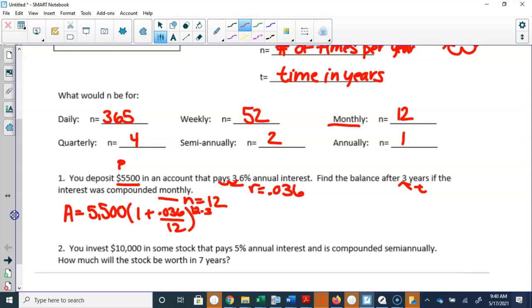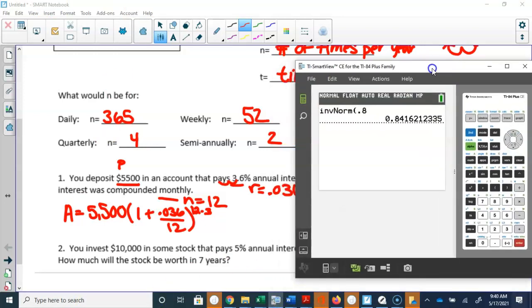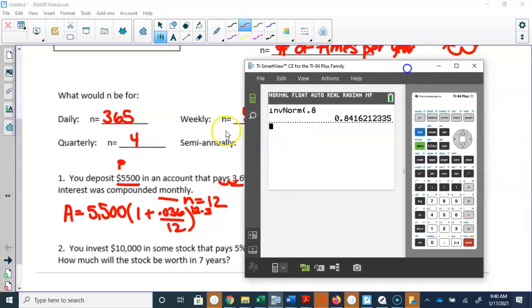Okay, now what we're going to do is we're going to just go ahead and type that in our calculator all at once. What I want you to do is get your calculator out and let me show you how to type that in. So I have 5,500 right here. So 5,500 parentheses times 1 plus this. So what I want to do is I want to say 1 plus 0.036 divided by 12.